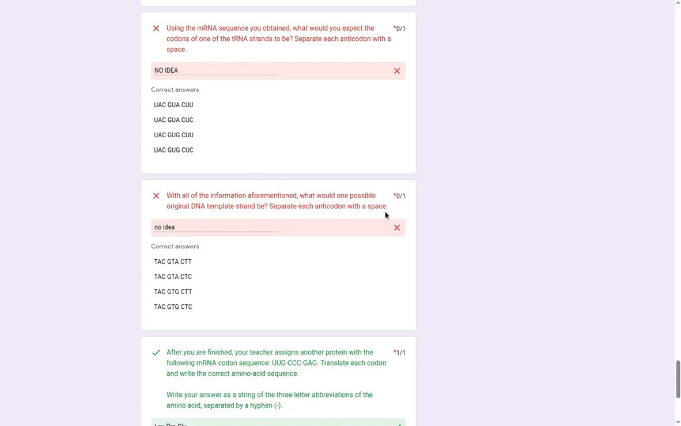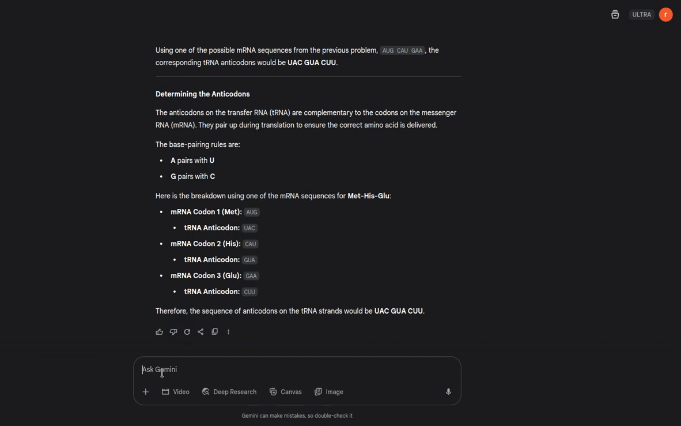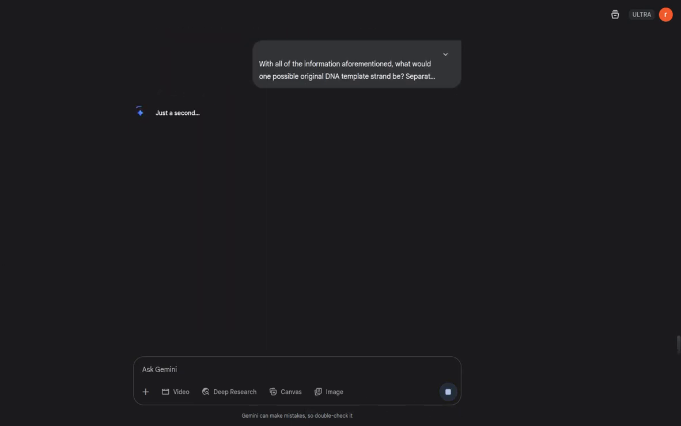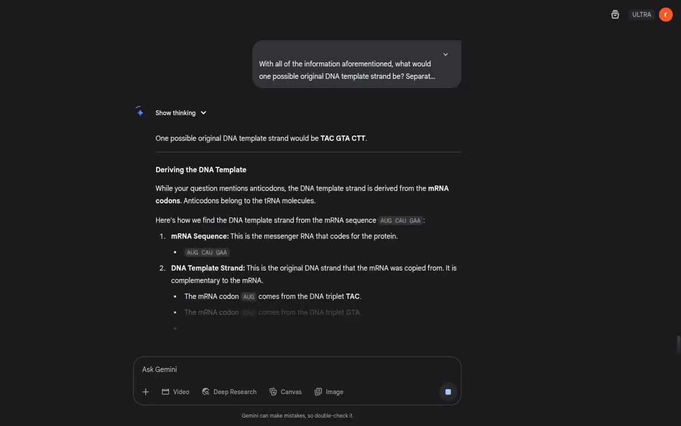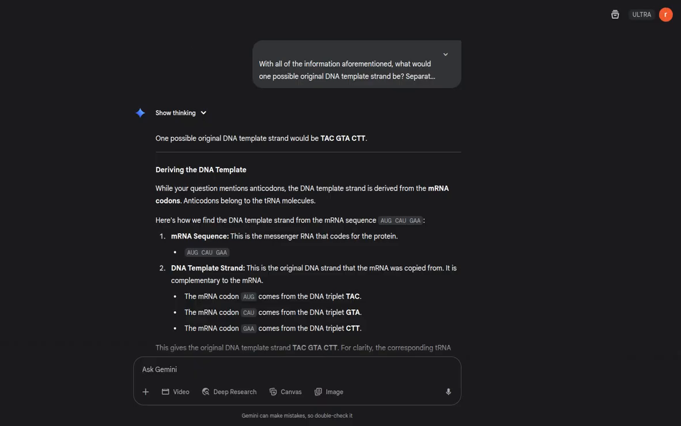Let's ask, just to be double sure that the model agrees with the concept I have learned, or whether I have understood the concept correctly. So one possible original DNA strand would be TAC, GTA, CTT. I think this is what we got. Yes, TAC, GTA, CTT is correct.